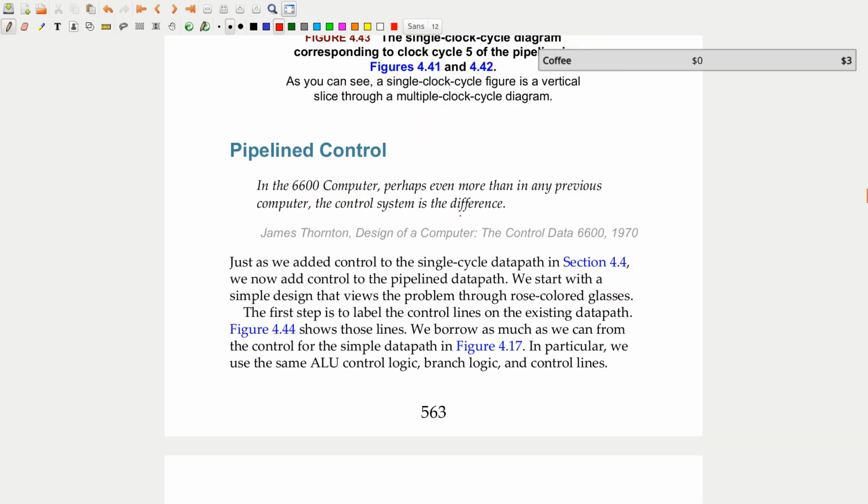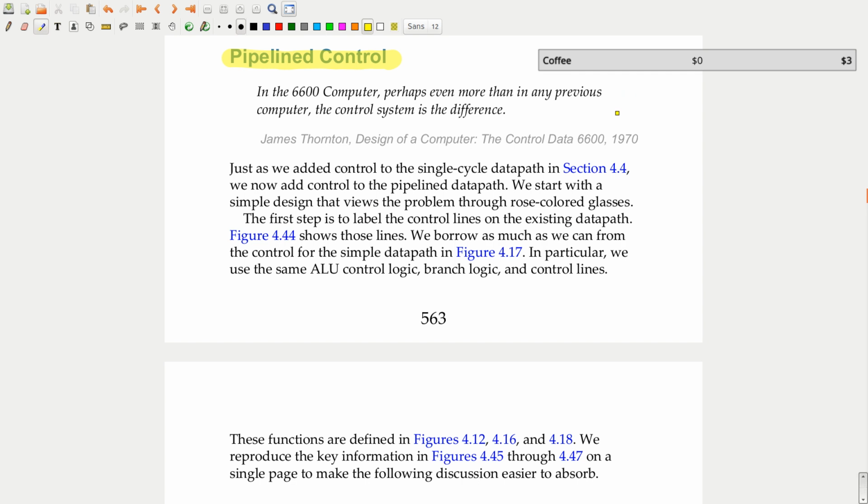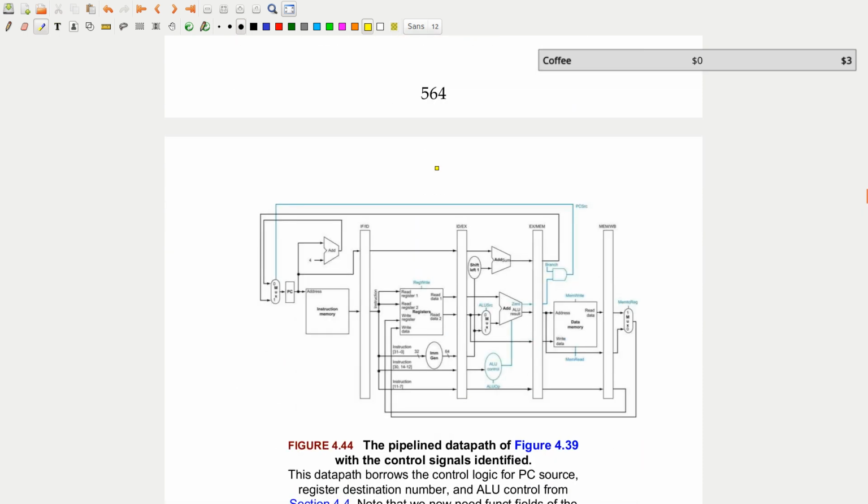Now let's get into pipeline control a little bit more. So let's see what this quote is. In the 6600 computer, perhaps even more than any previous computer, the control system is the difference. So apparently in the 6600, that's when they really introduced the idea of a control structure. I'm not sure what they did previous to this. So just as we added control to the single cycle data path, we now add control to the pipeline data path. So how do they add control?